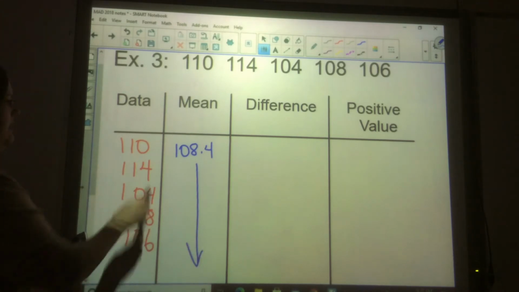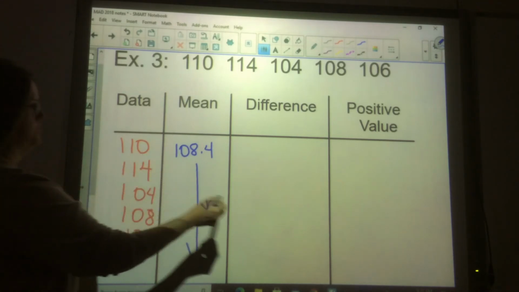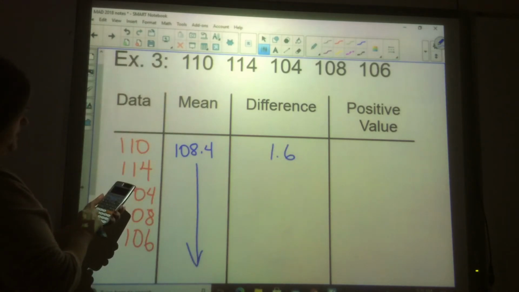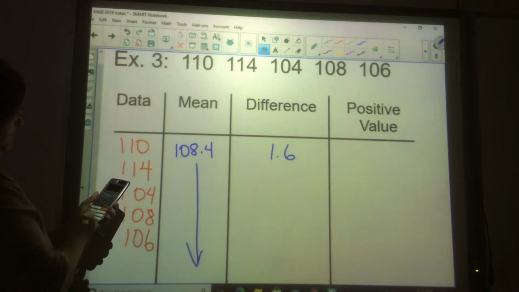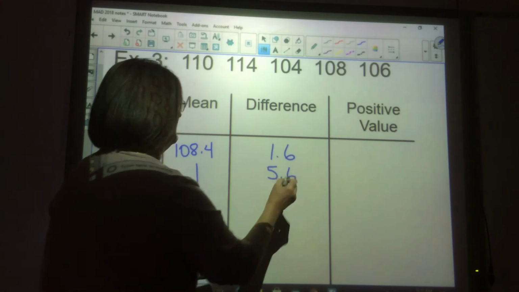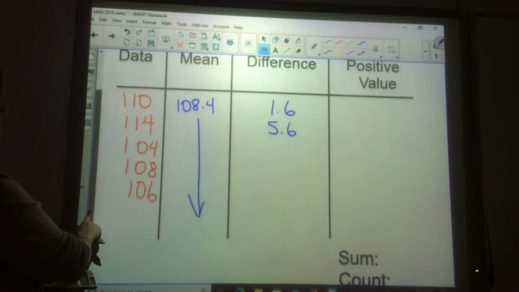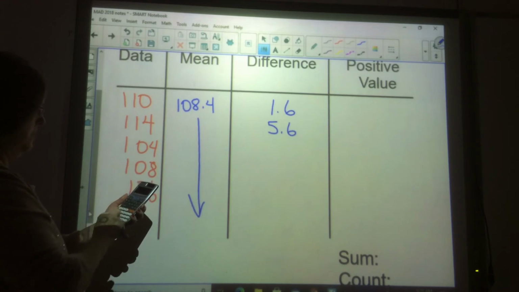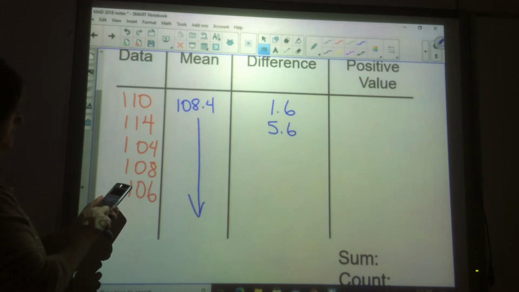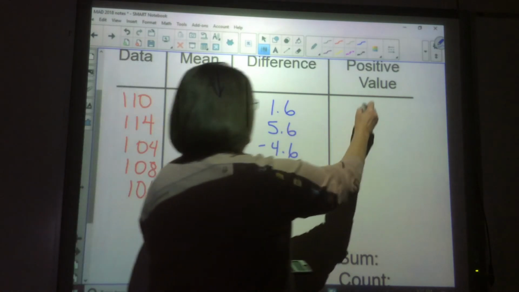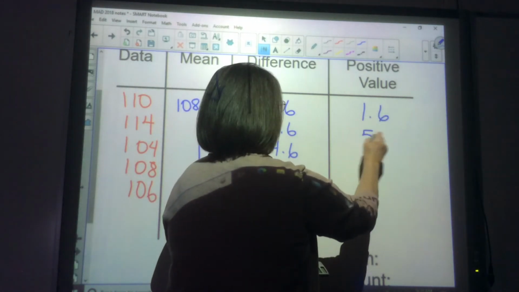All right, we're going to take this and we're going to do 110 minus 108.4, that's 1.6. 114 minus 108.4 gives us 5.6. I should be able to do that in my head, but on video it's kind of hard to do. 104 minus 108.4 is going to give us negative 4.4. And remember, we want our positive values here.